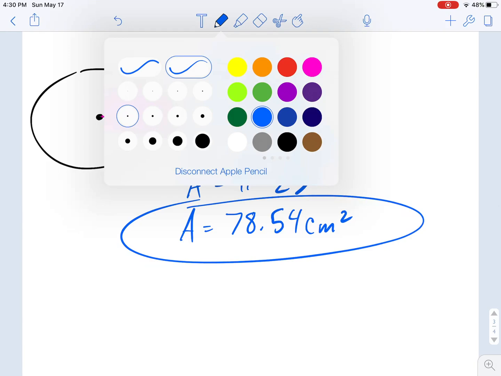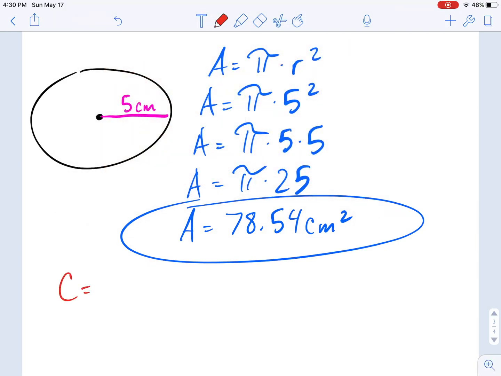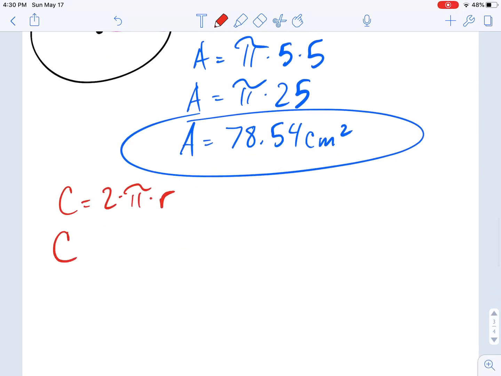Now, if I ask you to find the circumference, here I could ask myself, do I want to use pi times the diameter or 2 times pi times the radius? Now, I'm given the radius, so I'm going to choose the one with the radius. So 2 times pi times the radius. So circumference equals 2 times pi times 5. And I know that 2 times 5 is 10, so 10 times pi.